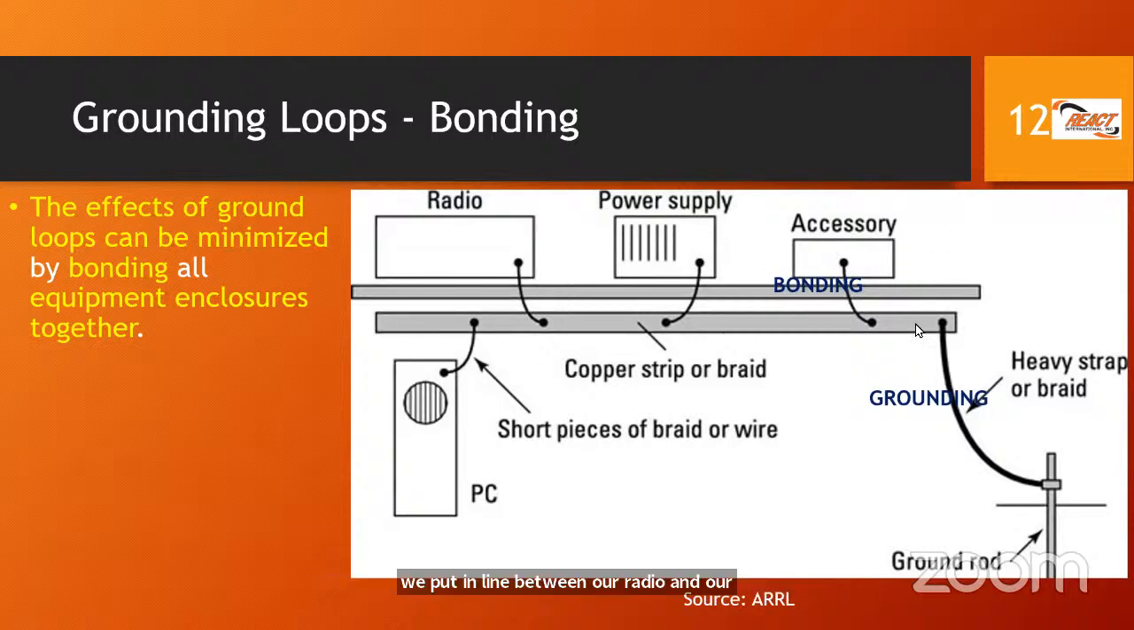So sometimes we have a copper strip like this, and then we use straps to connect each item to ground them all together. And then, of course, to bond them all together, we use a ground strap to go to the ground rod. So this is an exam question. The effects of ground loops can be minimized by bonding all equipment enclosures together. That's what we're doing here, bonding it all together.